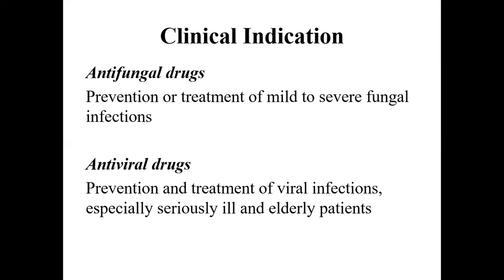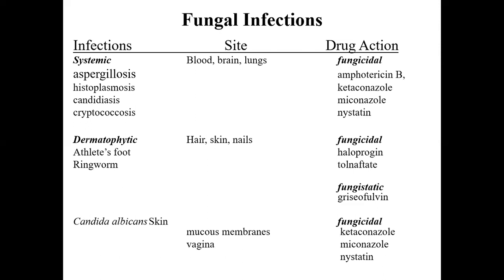Antifungals are for the prevention and treatment of severe fungal infection. Antivirals are for the treatment of viral infection. There are various types of antifungal drugs. For example, there are various fungal infections like aspergillosis, histoplasmosis, candidiasis, and cryptococcus. Cryptococcus causes cryptococcal meningitis. Histoplasmosis and aspergillosis are very common in the lungs and are also associated with bats. The sites are the brain and lung, and the treatment is amphotericin B, ketoconazole, miconazole, and nystatin.